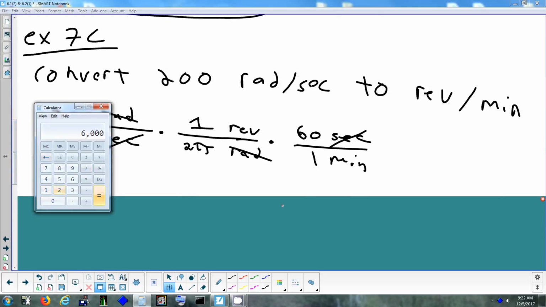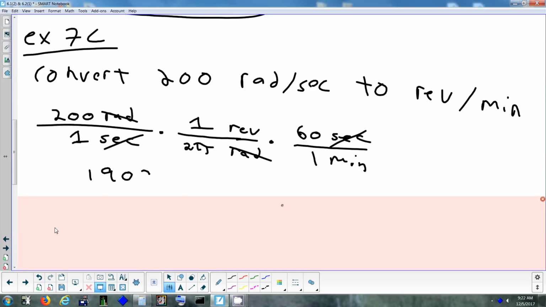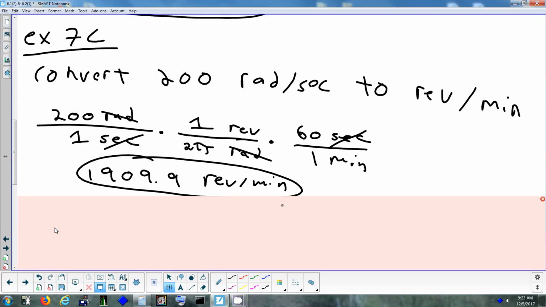Divided by 2. If I had a pi button, I would use it. That should be accurate enough. 1,909.9 revolutions per minute. Question? Yeah, when we use the pi button, you get 18,849.6.